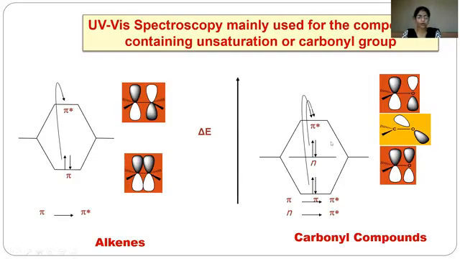So in UV visible spectroscopy, these two transitions are mainly recorded. And for both alkenes as well as carbonyl compounds, as the unsaturation or conjugated double bonds increase, the lambda max for the molecule shifts towards higher wavelength.